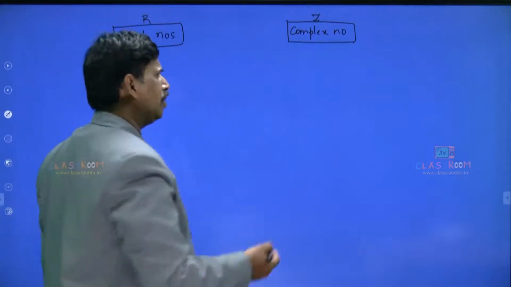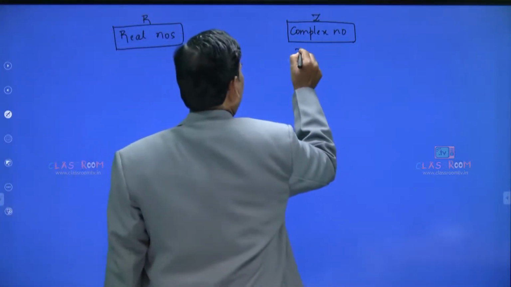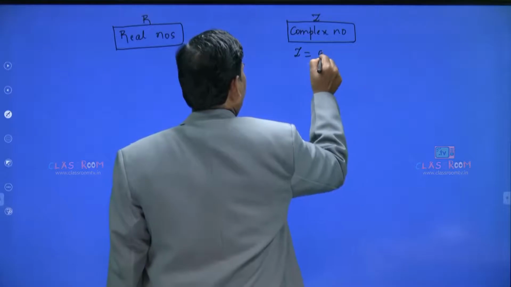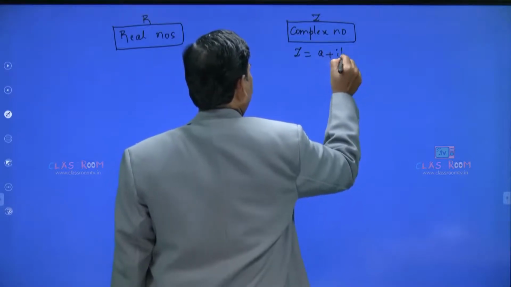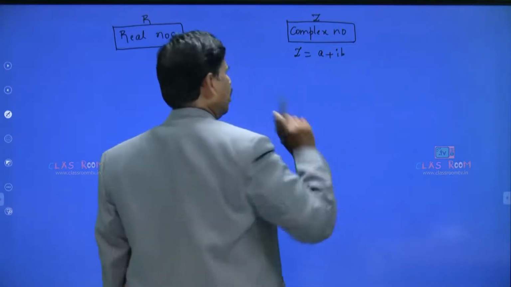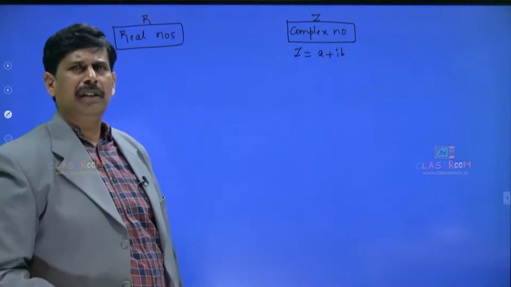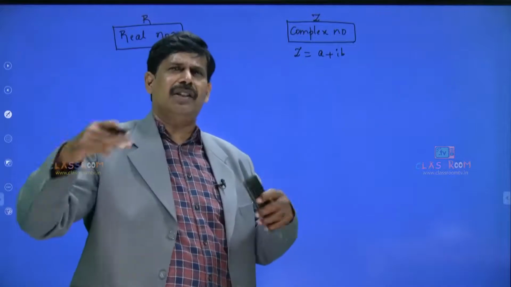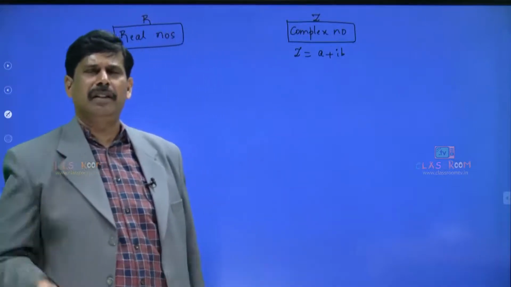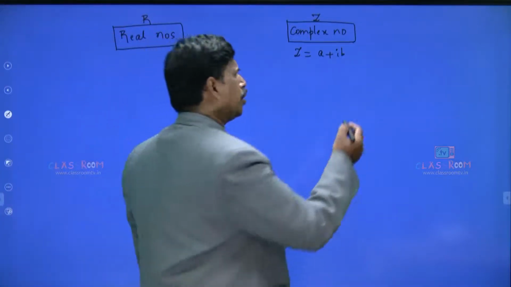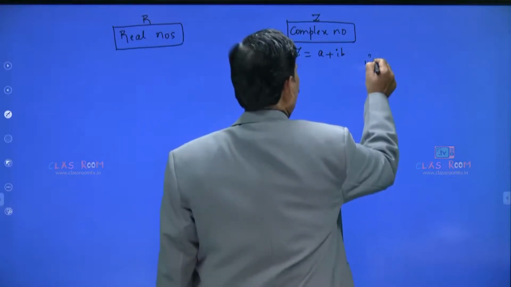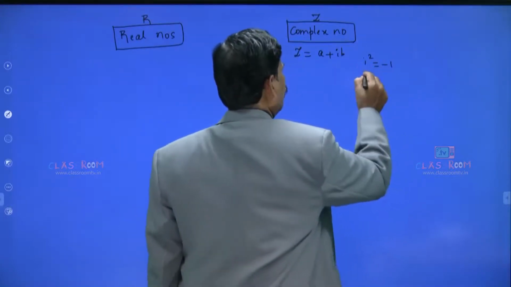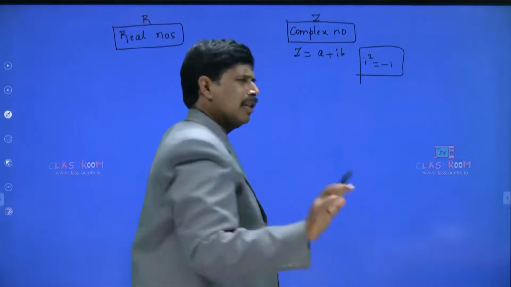These complex numbers generally will be in the form of a plus ib. a is the real part and b is the imaginary part. How that has come will be discussed in higher levels. Just remember one small point, i square is equal to minus 1. That is enough for you in this class.